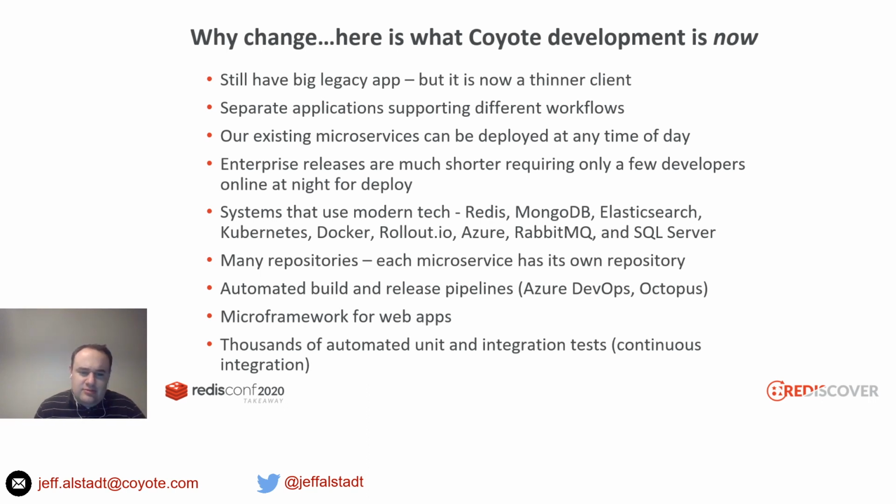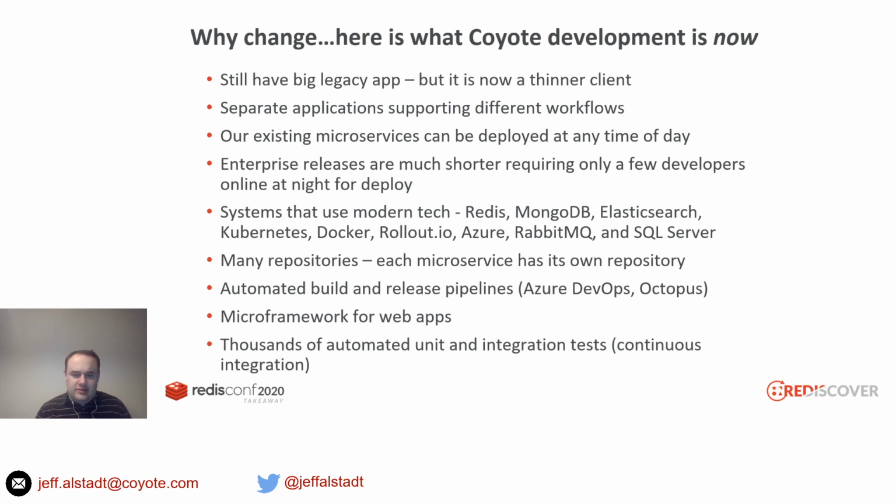The systems now use more modern tech. We're using Redis, MongoDB, Elasticsearch, Kubernetes, Docker, Rollout.io. Rollout.io is more of a feature toggle service, so we can test things in production before we get out there, and we can turn features off if they're not working well. We're also using Azure, RabbitMQ, and SQL Server, of course.